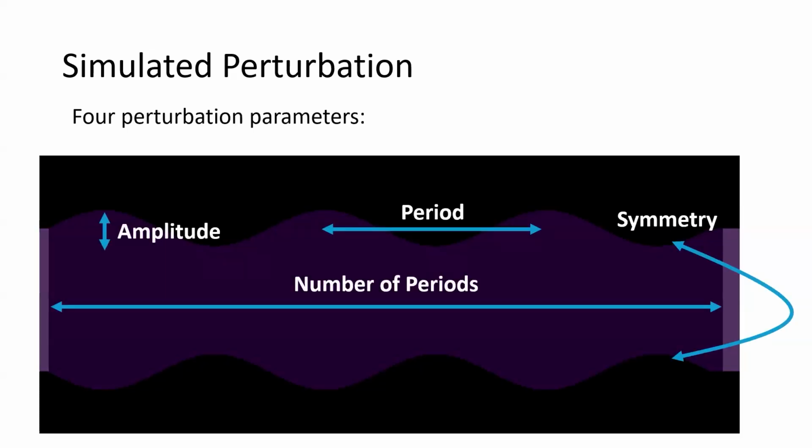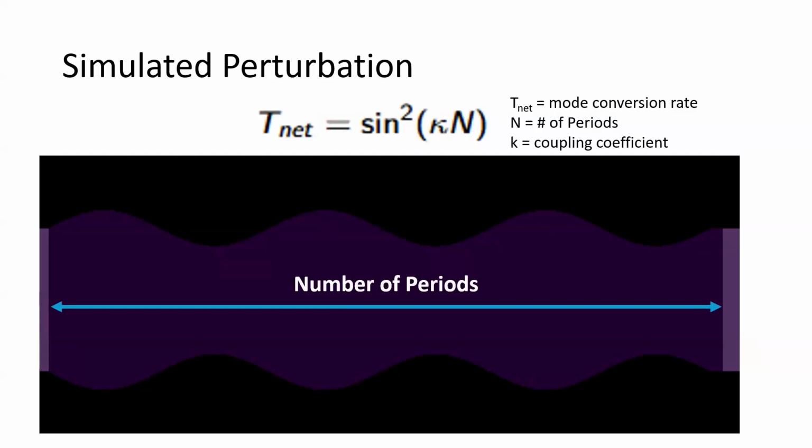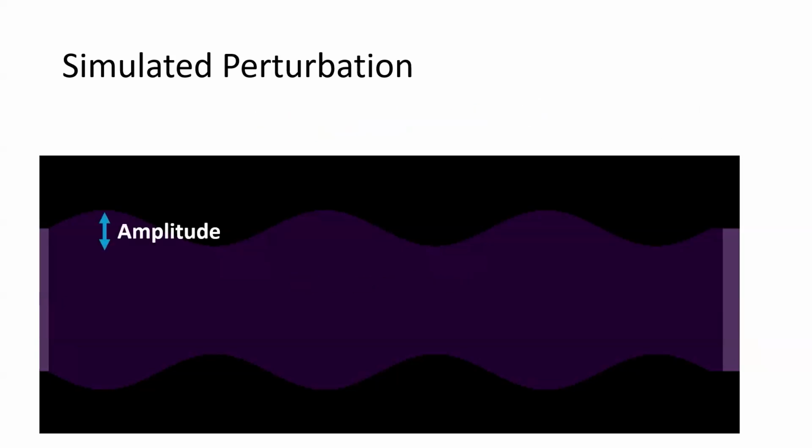Now, to actually obtain the wanted mode conversions, there are four relevant perturbation parameters. One is the period of a perturbation, where the expected period for a certain conversion is modeled by this equation up here. The number of periods affects the length of a perturbation, and its effect on the mode conversion rate is modeled up here. The amplitude of a perturbation: larger amplitudes mean quicker conversions, but too large of an amplitude also runs the risk of backscattering and unwanted mode conversions.